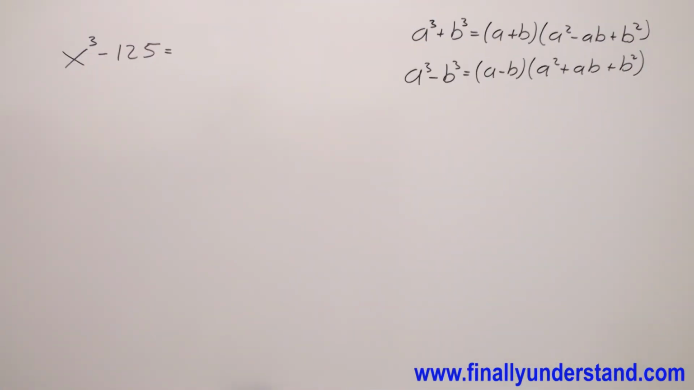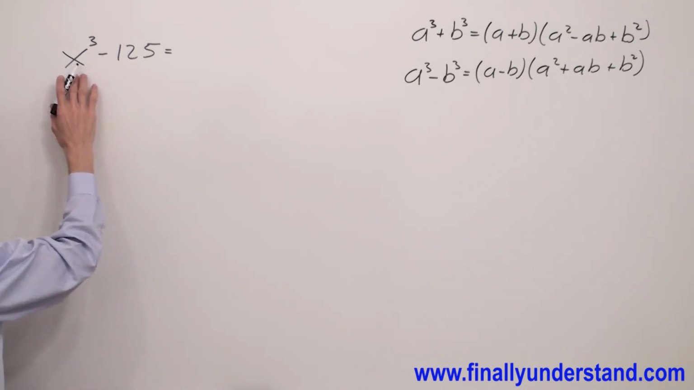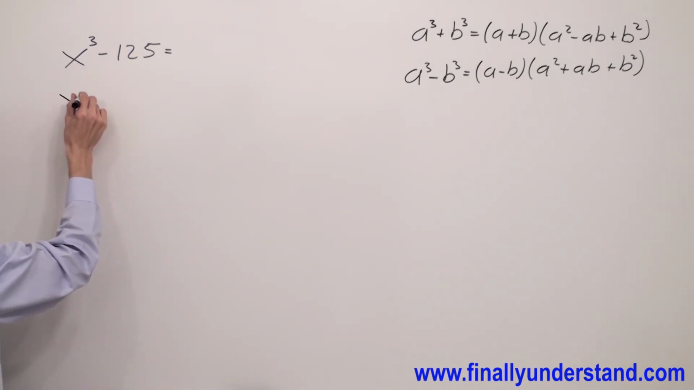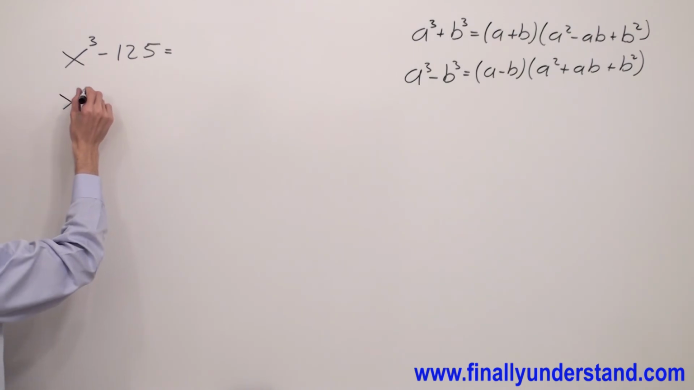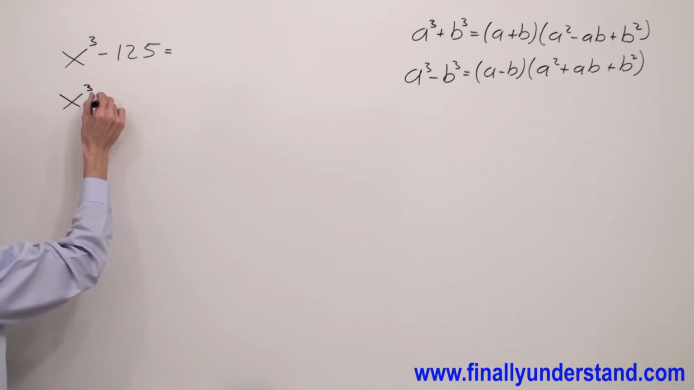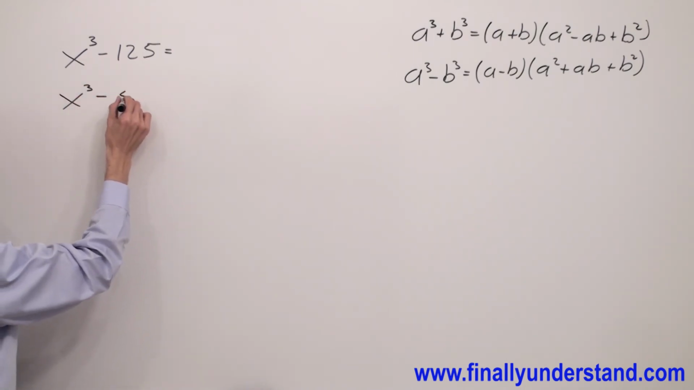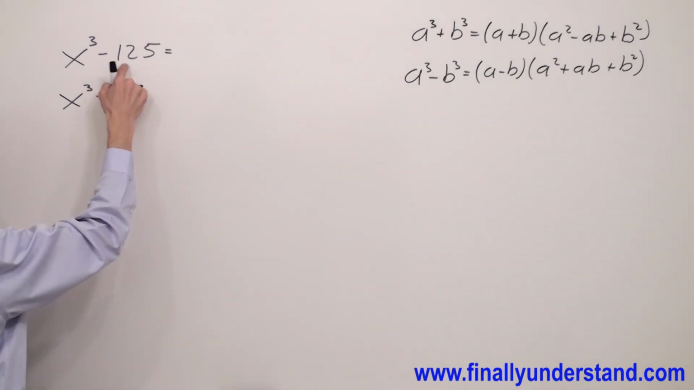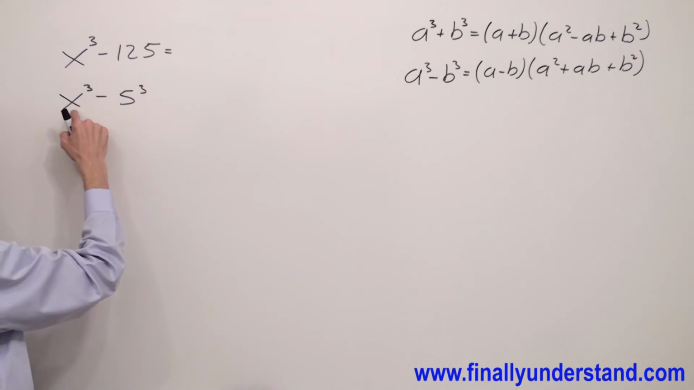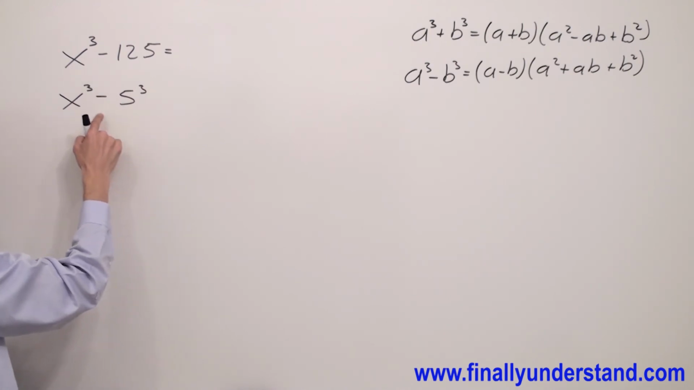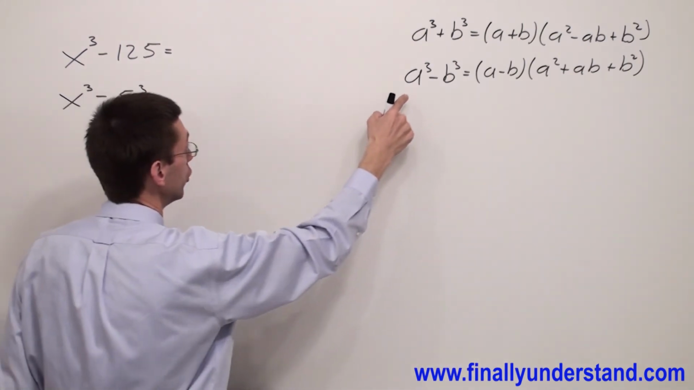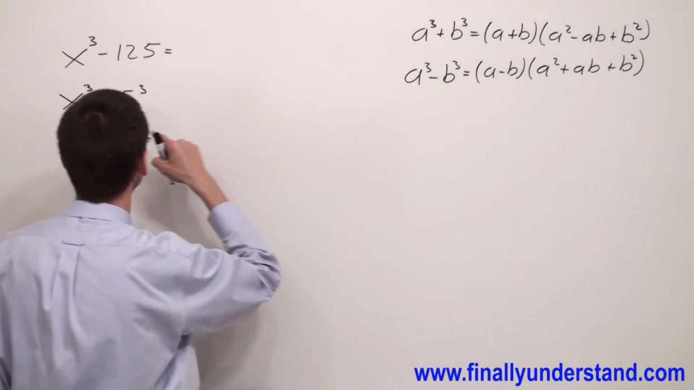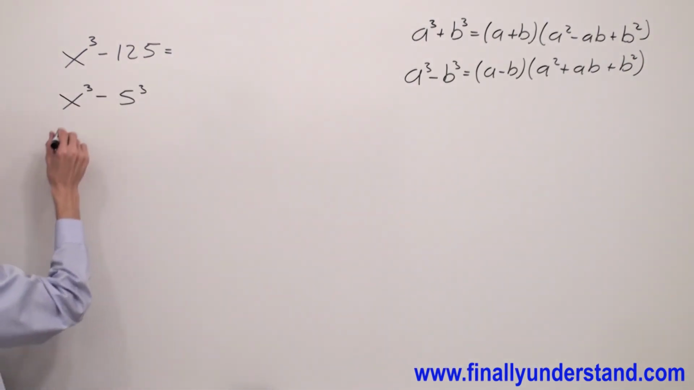Let's take a look at this example. Again, we are going to deal with cubes. I'm going to rewrite this problem as x to the cube minus 5 to the cube, because 5 to the third power is equal 125. I have difference of perfect cubes. That's why I'm going to use this formula in order to factorize this problem.